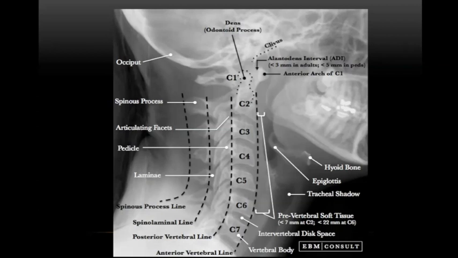If there's any disruption of this line or any step off, that is the first indicator of fracture or any prevertebral hematoma. All right, so the prevertebral soft tissue is less than 7 mm at C2 and less than 22 mm at C6 vertebra.